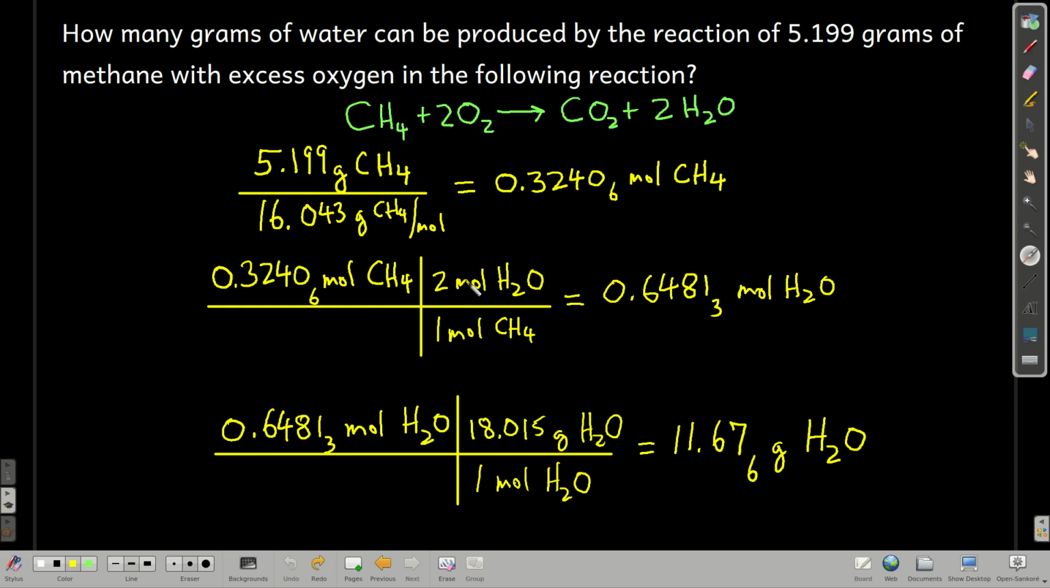Now we get to use the mole to mole ratio from the balanced equation. 1 mole of methane produces 2 moles of water. 1 goes on the bottom to cancel this. And this is how many moles of water. Now that we know how many moles of water, we just multiply by the molar mass to get the grams.